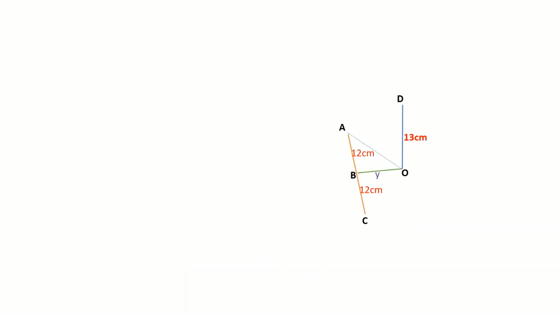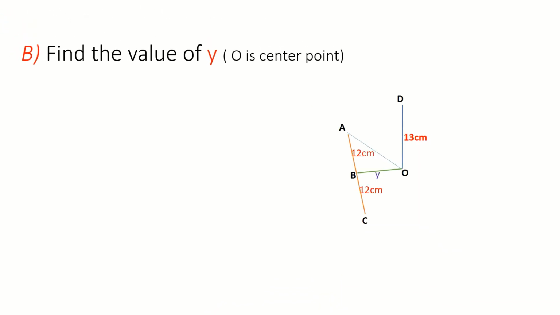Example number 3, part B. Find the value of y when O is the center point. Here is the graph, and how can you find the value of y? Look at the givens. AB is 12, BC is also 12, DO is 13 centimeter, but how can you find BO or y?